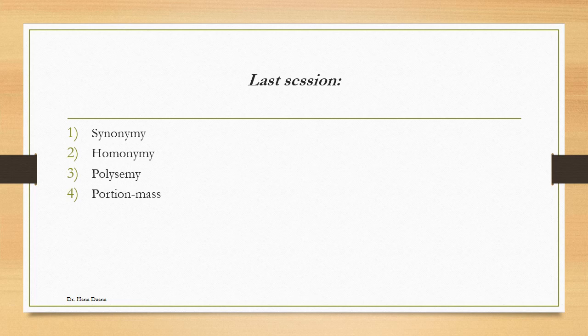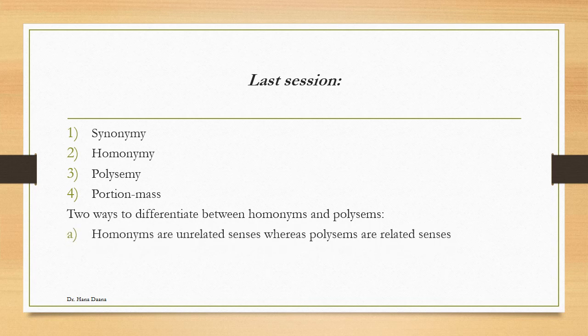And we could see then how homonymy and polysemy might be a bit confusing for some learners. However, we could manage differentiating between them in two different ways. We said that the first way of differentiating between homonyms and polysems is that homonyms are unrelated senses of the same phonological word, whereas polysems are related senses of the same phonological word.